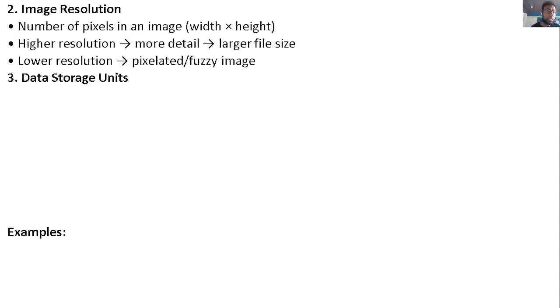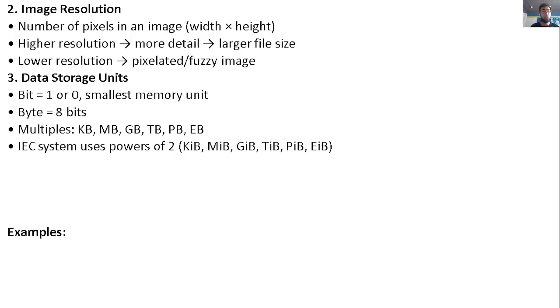Next is data storage units. A bit equals 1 or 0, the smallest memory unit, and a byte equals 8 bits. Similarly, there are multiple other units: kilobytes, megabytes, gigabytes. The IEC system uses powers of 2 for these. For example, 2 power 10 is 1 kilobyte, 2 power 20 is 1 megabyte, 2 power 30 is 1 gigabyte, 2 power 40 is 1 terabyte, 2 power 50 is 1 petabyte, and 2 power 60 is 1 exabyte. So all these are powers of 2.